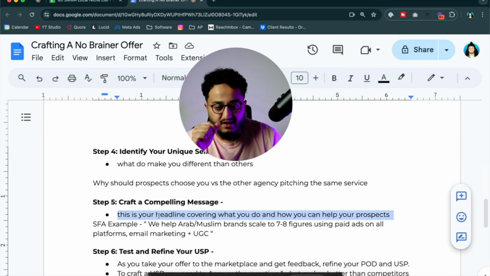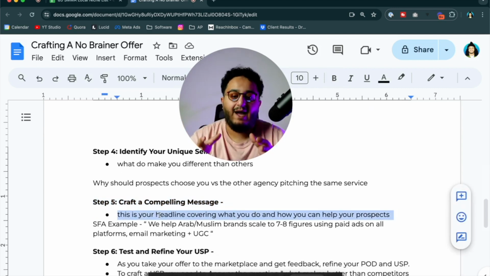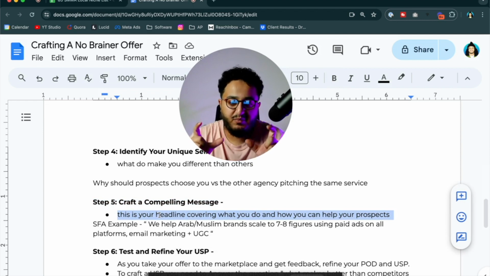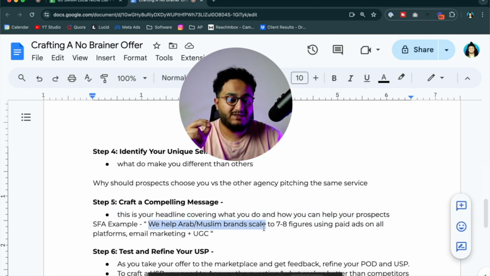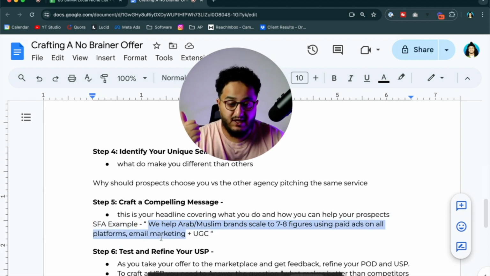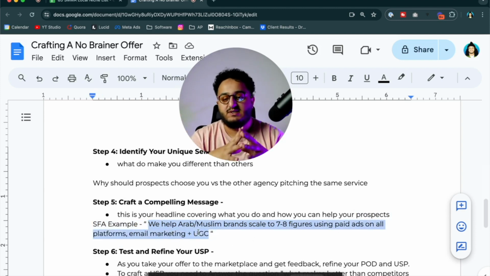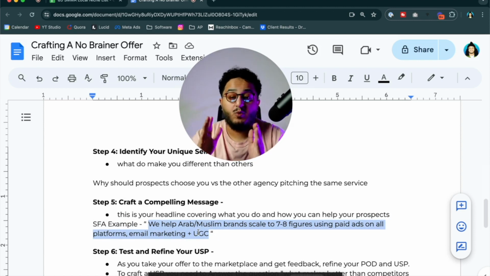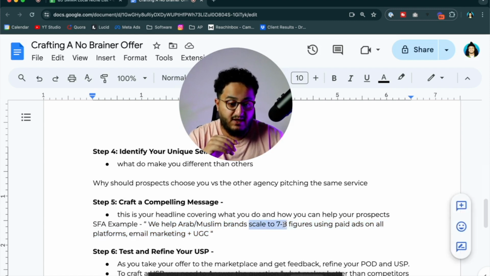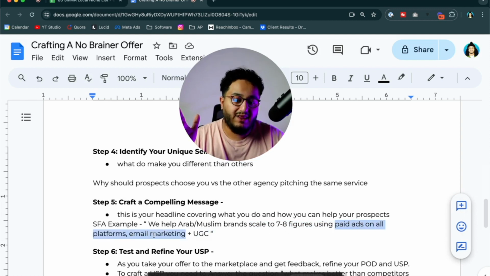This is your headline that covers exactly what you do and how you can help prospects. Okay, so a compelling message: what you do and how you can help prospects. So again, to use my example at SF Analytica, we help Arab/Muslim brands scale to 7-8 figures using paid ads on all platforms, including email and UGC. So this is our compelling message. Not only are we calling out who exactly we work with, but we're also talking about where we can scale them to. This is a desired outcome for most people. And then we talk about the mechanism, which is paid ads on all platforms, along with email and UGC.